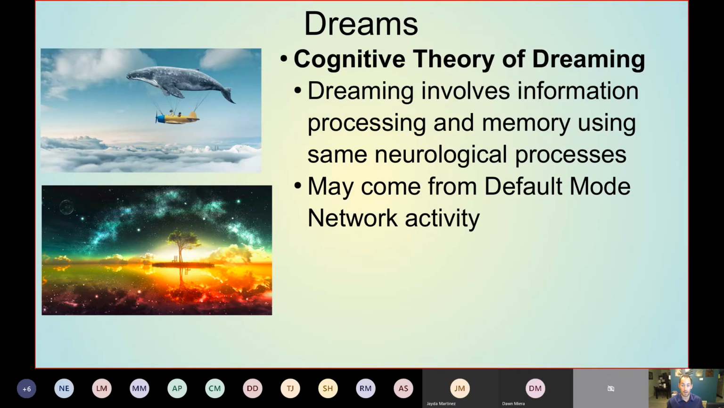Well, let's talk about the two basic ideas. One is the cognitive theory of dreaming, and this is basically what we've been talking about, that dreaming involves information that's being processed by our memories using those same neurological processes, those same neural networks. So let's say you're running through the same 5,000 neurons that are related to a memory that you're processing from the day, as well as driving. Well, then you might at the same time have a dream about driving. It may also come from that default mode network activity, those processes that are just always running.